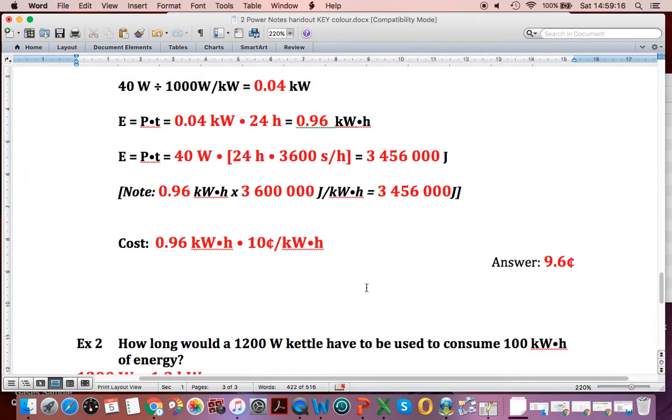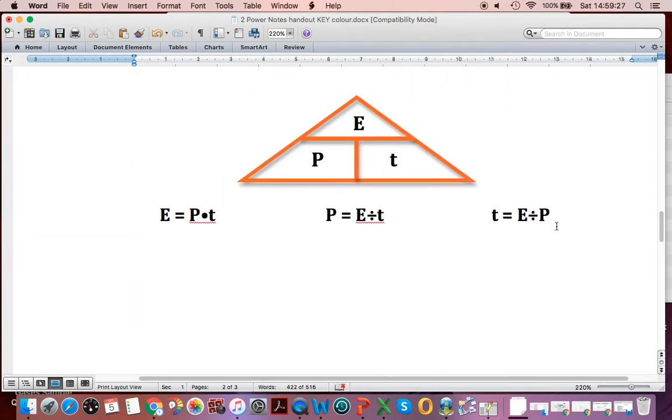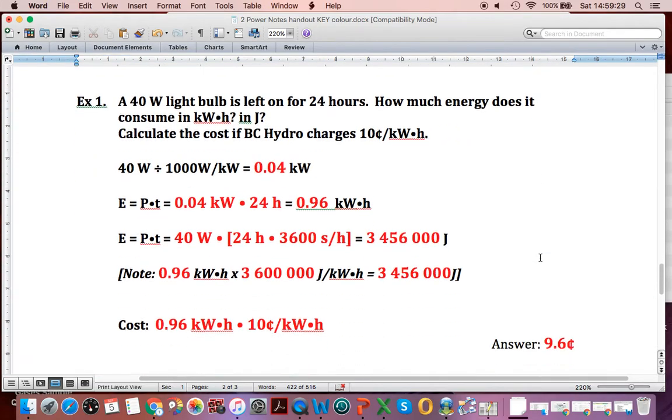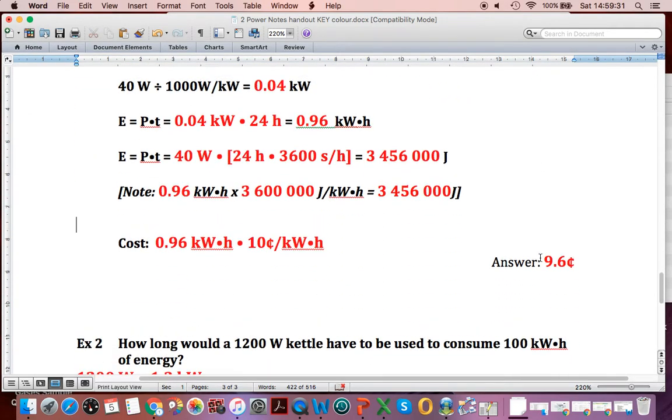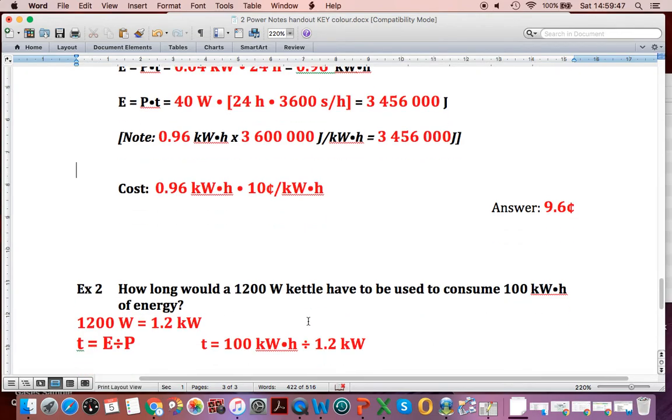Here we have a question. How long does a 1,200 watt kettle have to be on to consume 100 kilowatt hours of energy? How long is saying time? So somewhere back here, time is energy divided by power. So let's look at it here. So here's our energy, and here's our power. The only thing is, since we have kilowatt hours, we might as well make our 1,200 watts into kilowatts, and that's what we've done. We've divided by 1,000 to get our 1.2 kilowatts.